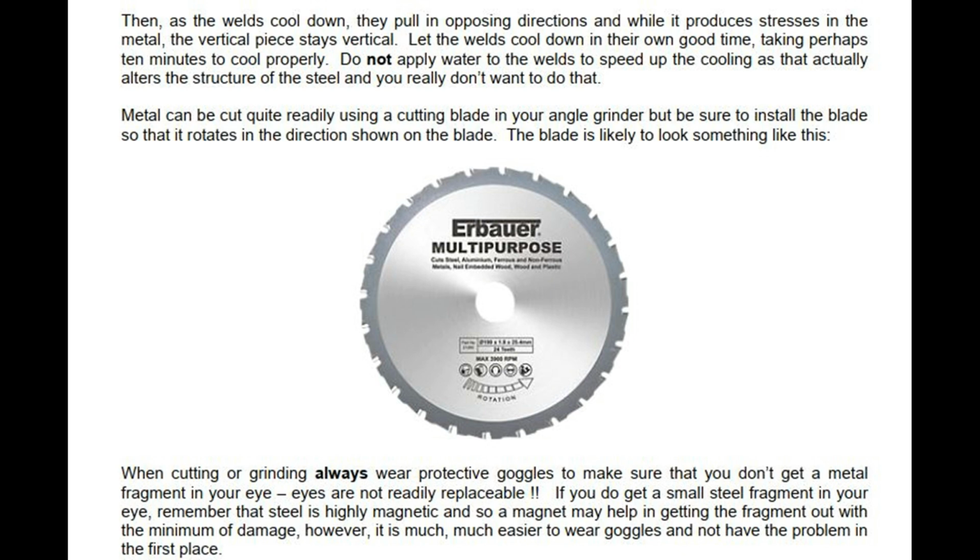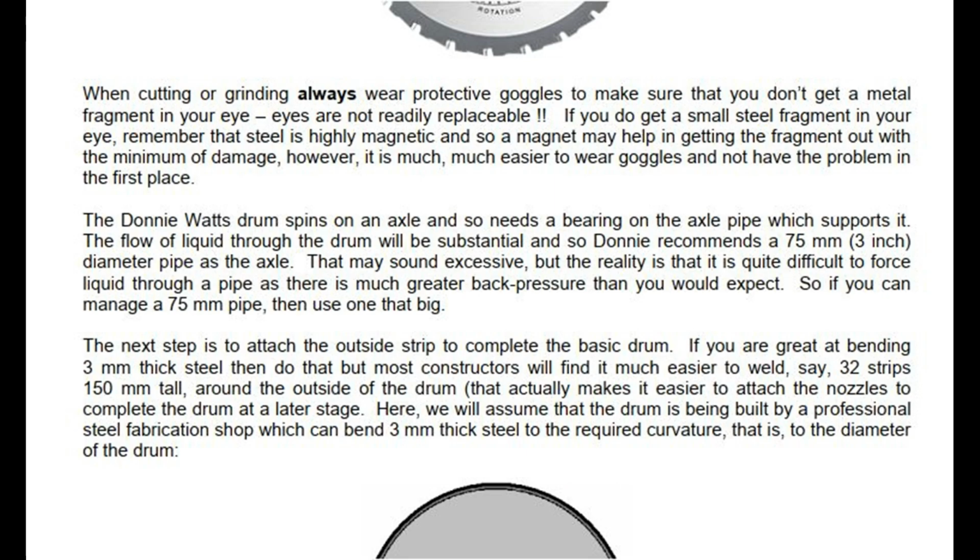The Donny Watts drum spins on an axle and so needs a bearing on the axle pipe which supports it. The flow of liquid through the drum will be substantial and so Donny recommends a 75 mm, 3-inch, diameter pipe as the axle. That may sound excessive, but the reality is that it is quite difficult to force liquid through a pipe as there is much greater back pressure than you would expect. So if you can manage a 75 mm pipe, then use one that big.